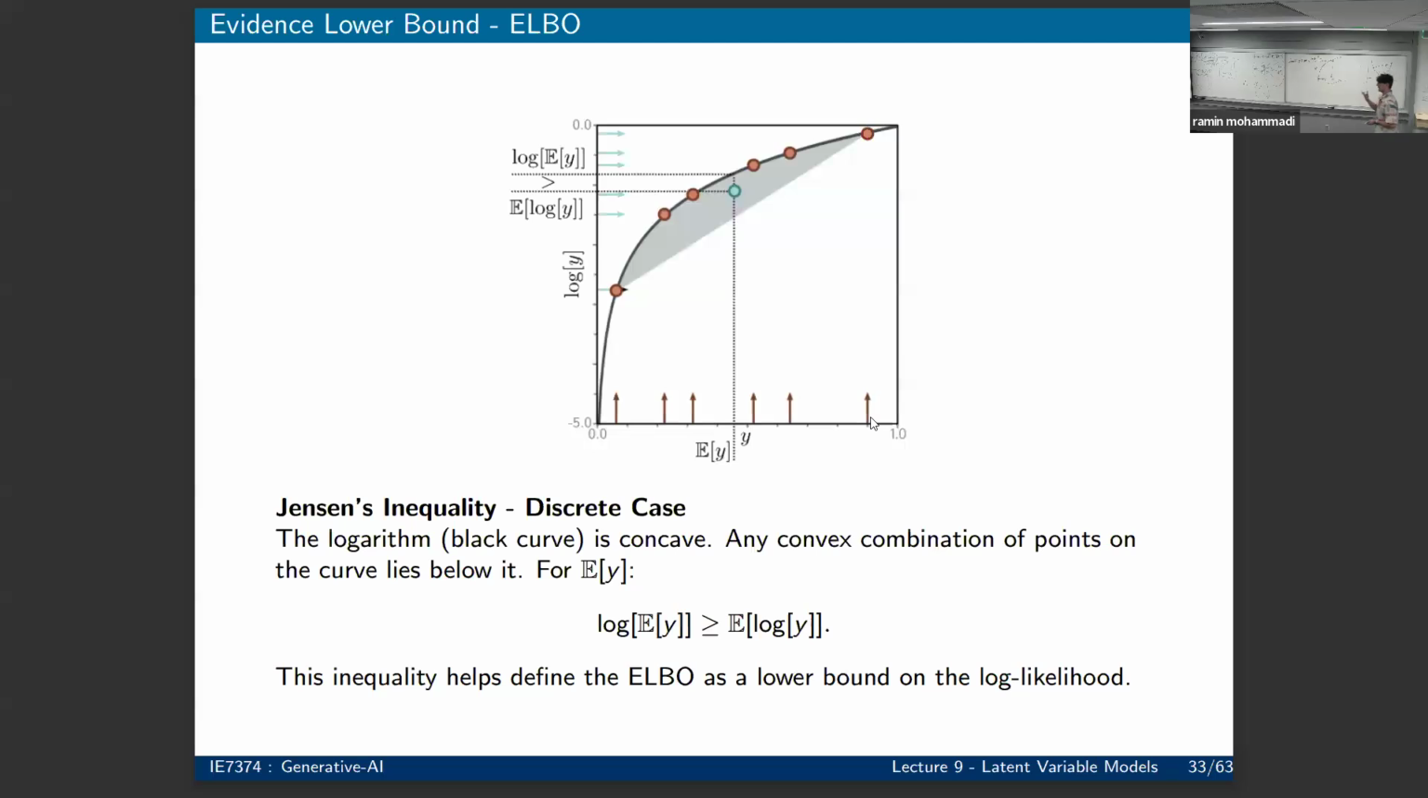Anytime you have some sort of expectation value, you can say that the log of that expectation is always greater than or equal to the expectation of that log. So what does that tell us? By default, this term is the lower bound for this. This is always higher than that. So this becomes the lower bound for the expectation that you were trying to find.